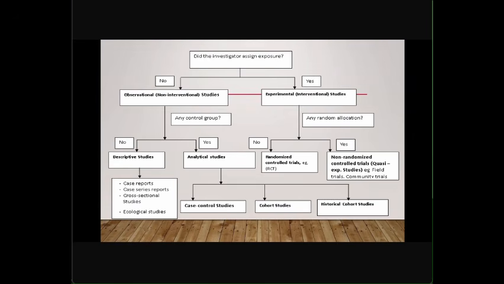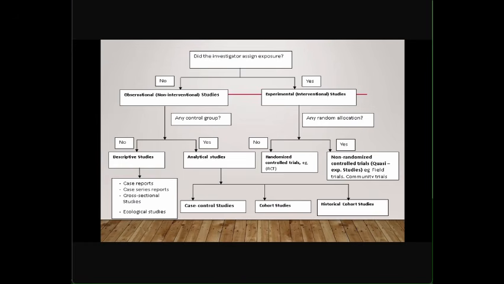Then when we now look at the descriptive studies, we have examples of descriptive studies, which are case reports. You can see them on the screen. Case series reports, cross-sectional studies, ecological studies, right? Then, in some books you read, you can also have comparative studies there. That is cross-sectional comparative studies as well in this group.